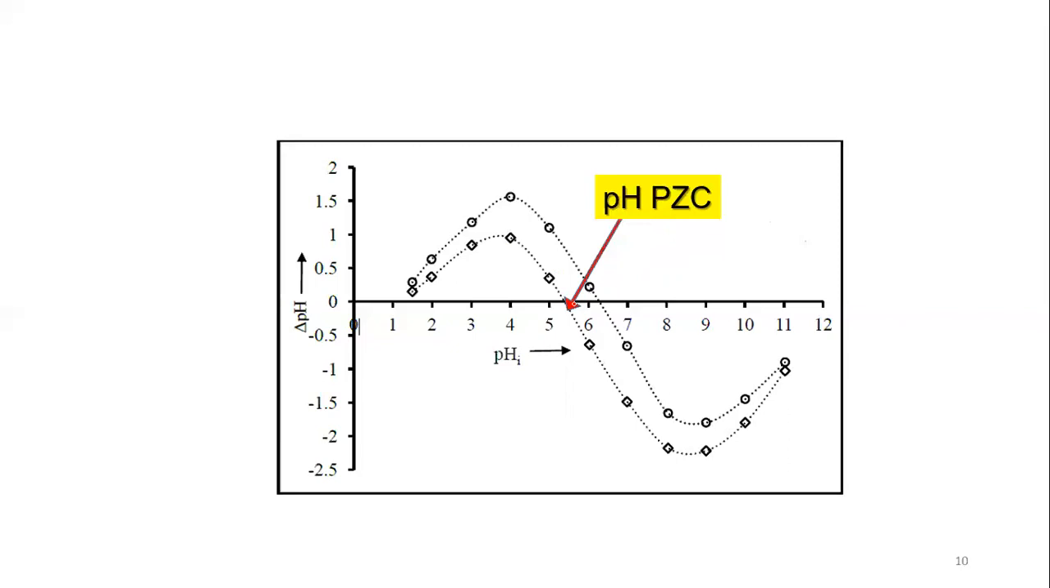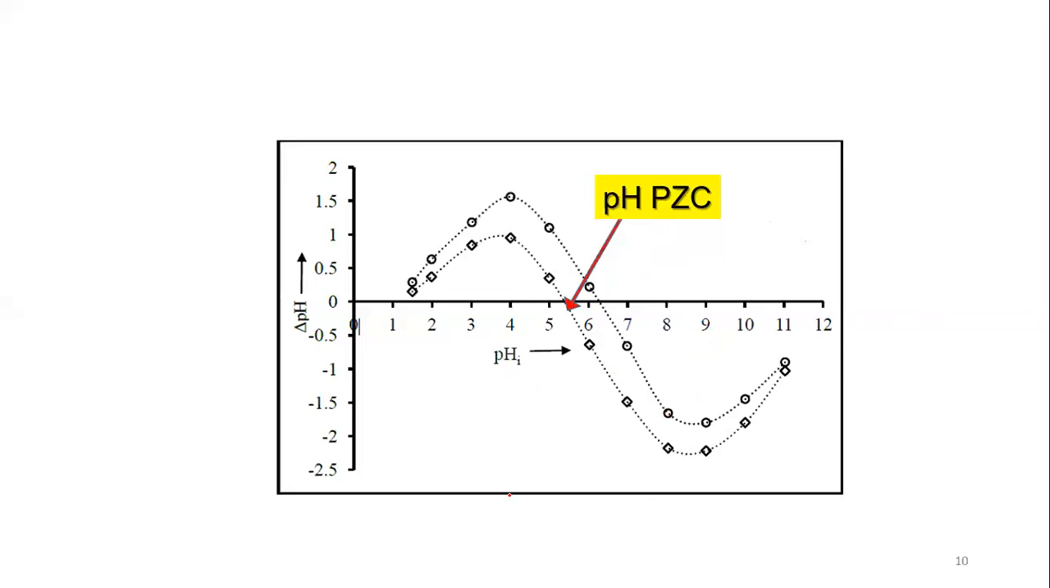That is why we call it the pH PZC. So if we want to remove any kind of positively charged particle, it's much more favorable to use this pH rather than this pH. Okay. There is also some controversy in different research articles, but this is a general idea that you should keep in mind.